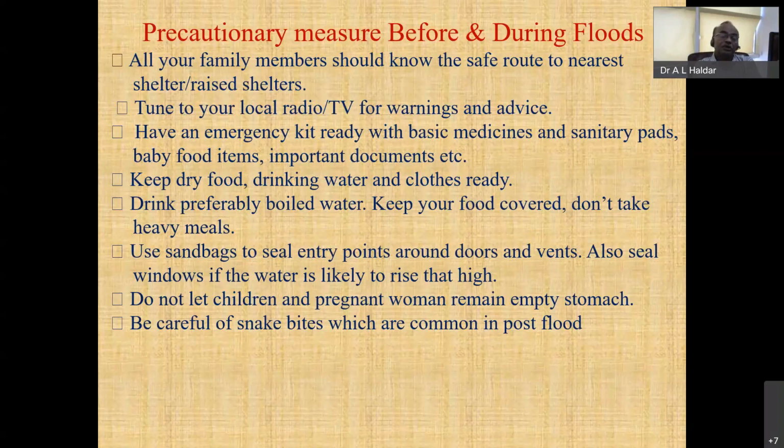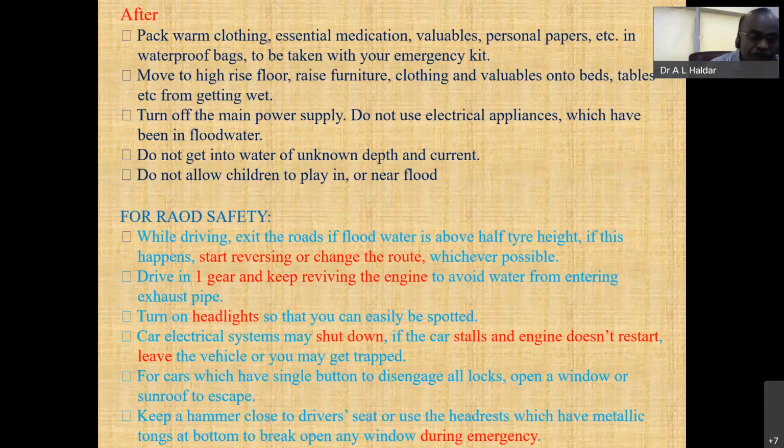An emergency kit should be with you. Try to keep some dry food, water, and gas. The building should be at least somehow safe. If your home surroundings are filling with water, some sandbags should be ready. Seal your entry points so that the water does not go inside. Do not allow children, women, and pregnant women to remain on an empty stomach, as that will cause other harm. Snakes are very abundant in a flood, so you should avoid snake bites. These are certain things.